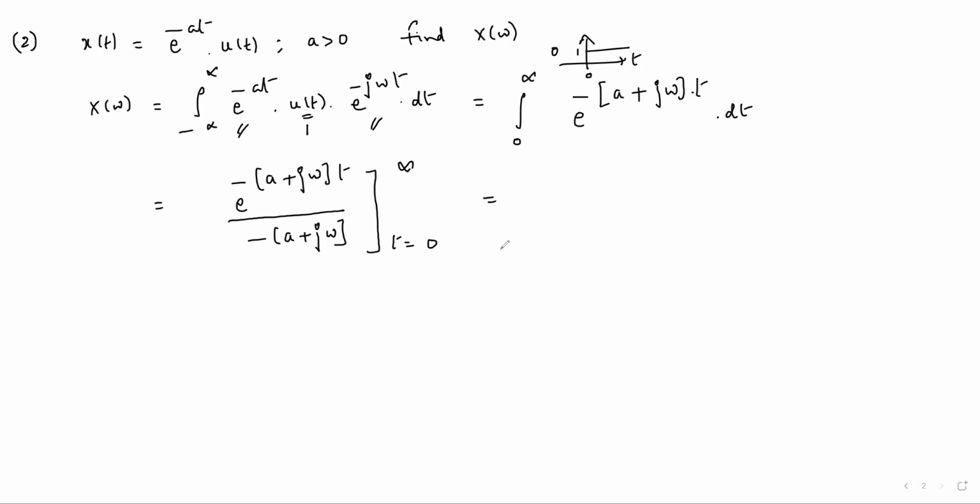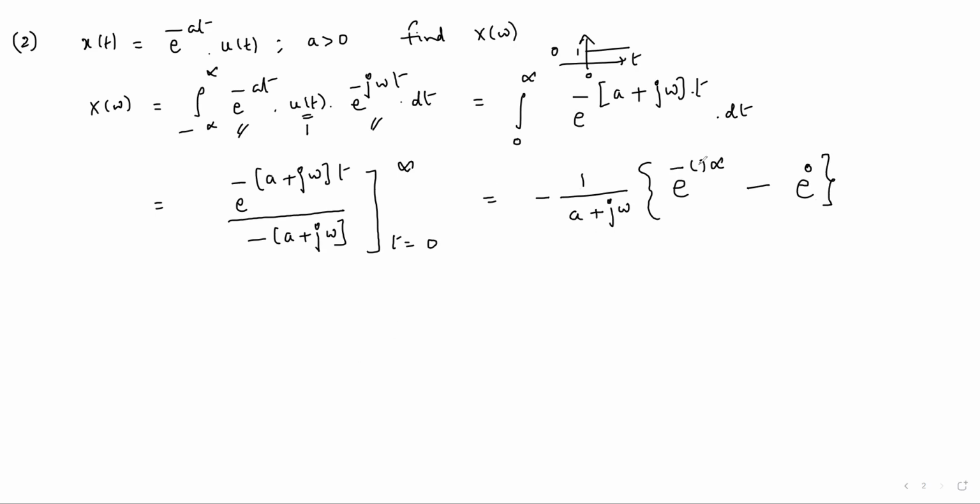Let us substitute the limits here. So first of all, the denominator term I am writing separately here, minus of 1 divided by a plus j omega outside, and upper limit here e to the power of minus of some expression into infinity minus e to the power of 0.